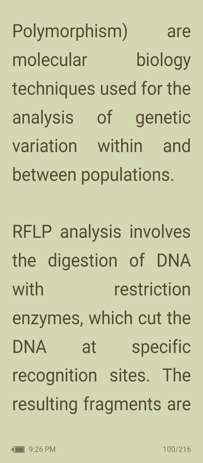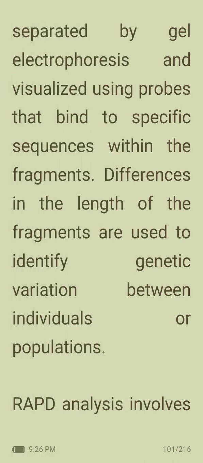variation within and between populations. RFLP analysis involves the digestion of DNA with restriction enzymes which cut the DNA at specific recognition sites. The resulting fragments are separated by gel electrophoresis and visualized using probes that bind to specific sequences within the fragments. So, differences in the length of the fragments are used to identify genetic variation between individuals or populations.